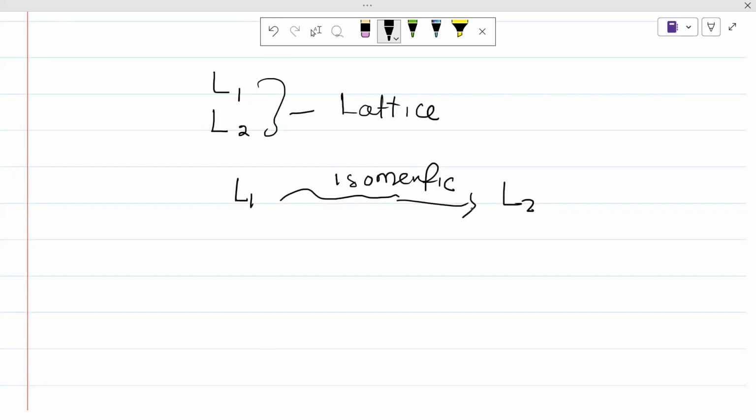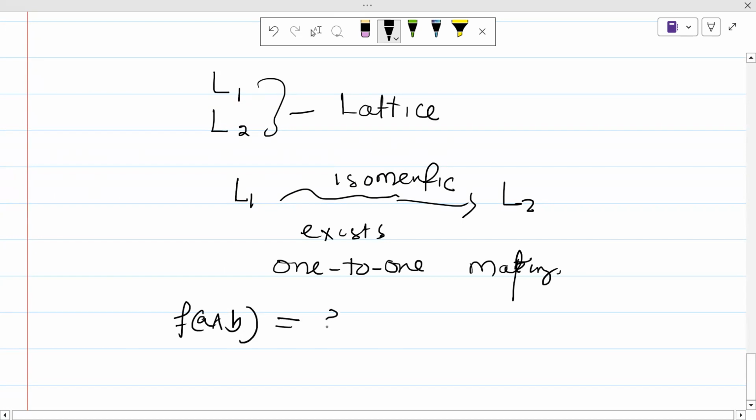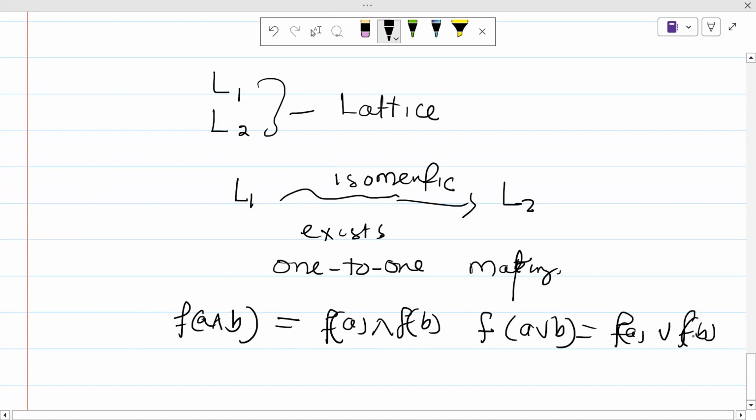if there exists a one-to-one mapping F from L1 to L2, then we can say that that is the isomorphic condition, such that F of A conjunction B is equal to FA conjunction FB. Another property, F of A disjunction B is equal to FA disjunction FB. These two criteria must be satisfied.